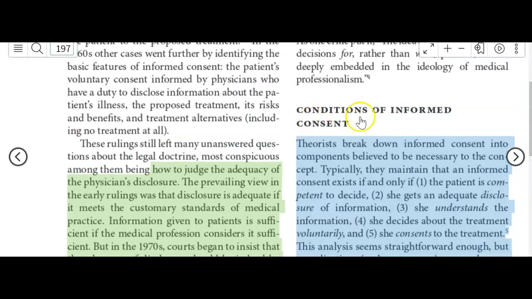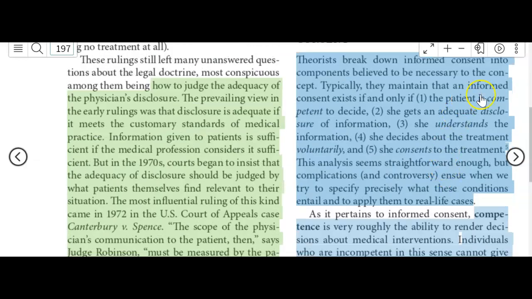So they break it down, conditions of informed consent. The patient is competent to decide. Competent, that means that they're not under the influence of drugs, or they don't have a severe psychiatric issue or something with their mind that they can't process things. So it has to be competent to decide and then get adequate disclosure, an appropriate amount of disclosure, understands that information, and decides voluntarily.